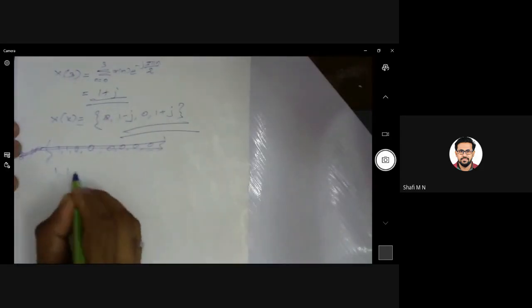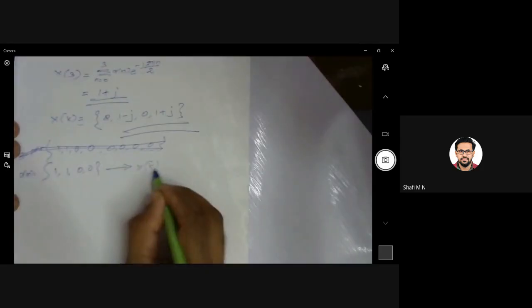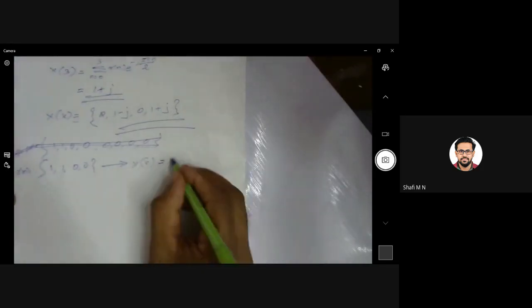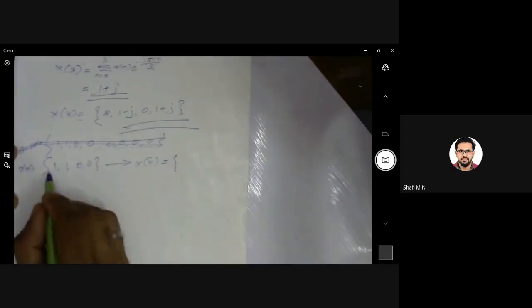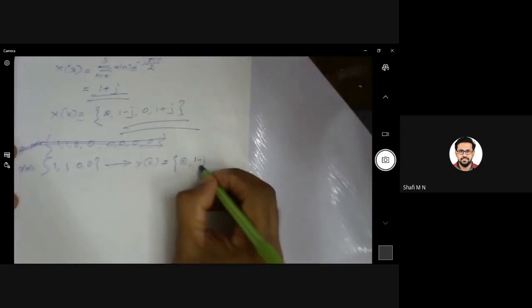So this was my sequence, right? I want to find the DFT. This is x of n. I want to write what is x of k. So this is the shortcut. To get the first term, what was the shortcut? I already discussed it with you, right? How do we find the first term? Sum of all the terms. 1 plus 1 plus 0 plus 0. So that will be 2. Okay. Second term you have to work it out. So that will get it as 1 minus j.